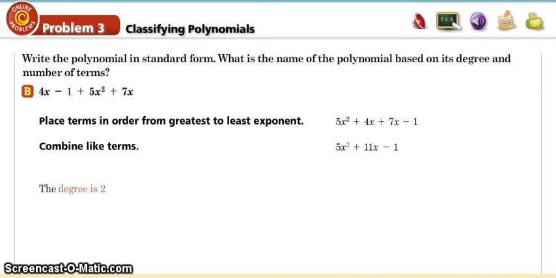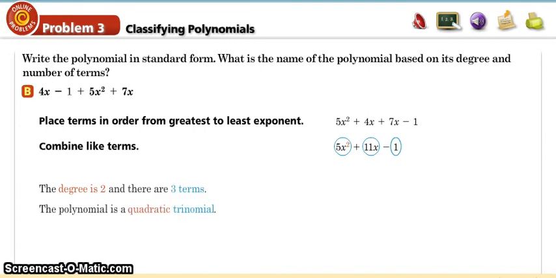The degree of the polynomial is 2, and there are 3 terms. So the polynomial is a quadratic trinomial. Anything raised to the second power, or anything that has a degree of 2, is considered quadratic, and trinomial means 3. There are 3 monomials.